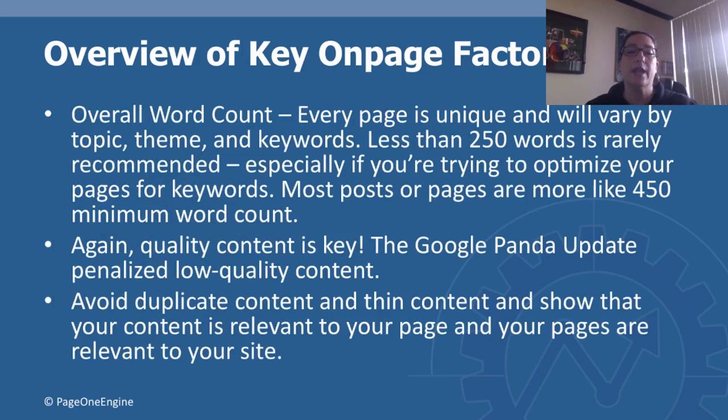So the overall word count, like I had said before, will vary on topic, theme, and keywords. Less than 250 words is rarely recommended, especially if you're trying to optimize your pages for keywords. Most posts are more like 450 minimum. And like I said before, 1,000 words right now is something that I'm seeing really do well. Again, quality content is key. The Google Panda update penalized low quality content. So if you repeated yourself a lot and it wasn't useful, you kind of got a little spank from the Google Panda update. Always avoid duplicate content.